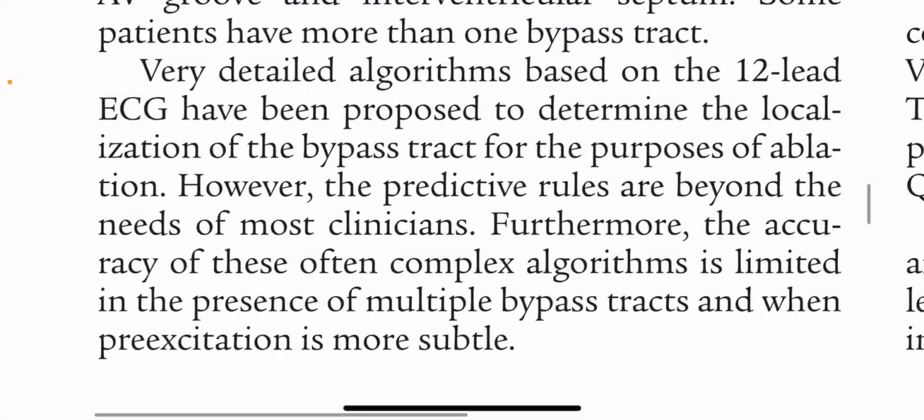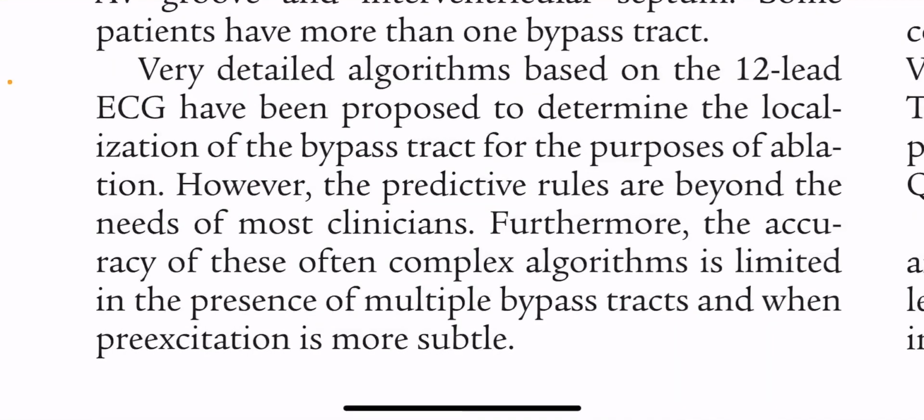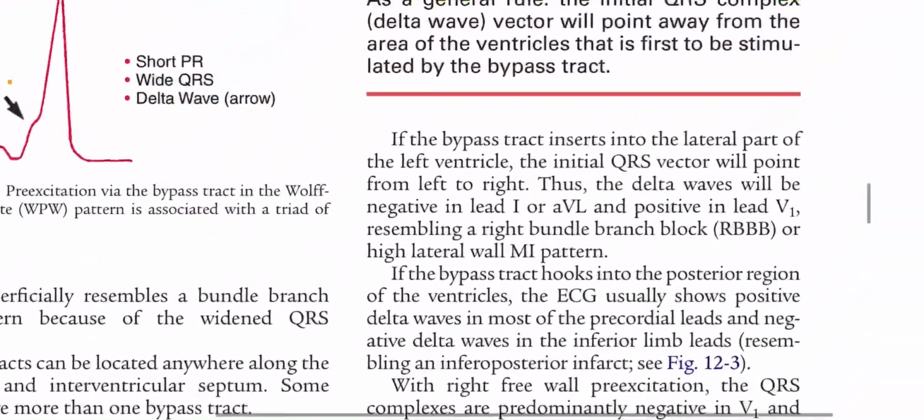Very detailed algorithms based on the 12-lead ECG have been proposed to determine the localization of the bypass tract for the purpose of ablation. However, the predictive rules are beyond the needs of most clinicians. Furthermore, the accuracy of these often complex algorithms is limited in the presence of multiple bypass tracts and when pre-excitation is more subtle.